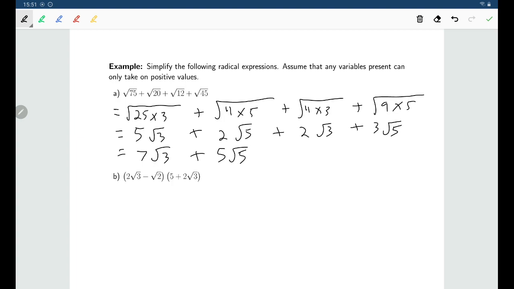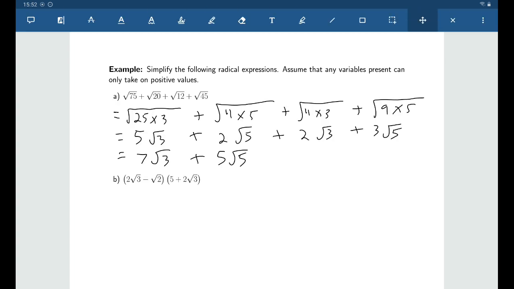And I can say here that there's nothing further that I can do to simplify this. There are no perfect squares that can be taken out of either of those roots. I've already done that. I can't combine those two terms together. One of them is in terms of roots of 3, the other one in terms of roots of 5. So I've done as much work as I can do.